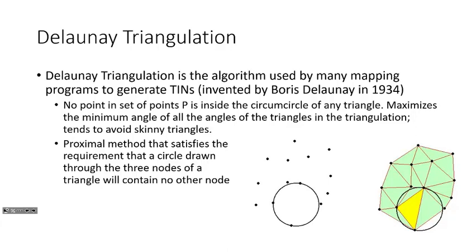Now, triangulated networks are not anything new. The algorithm to generate them is actually pretty straightforward, but it's been around for a very long time. Basically, the idea is that you generate a series of circular regions among a series of points, and the idea is that no point is inside the circle of any triangle. The best way of actually understanding this is to see it in action.